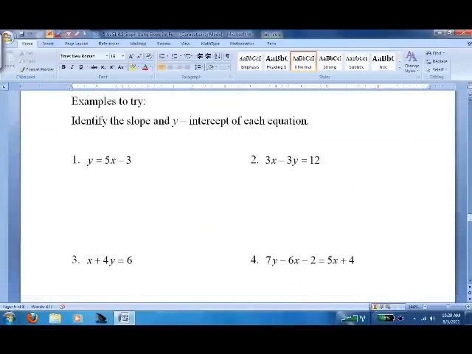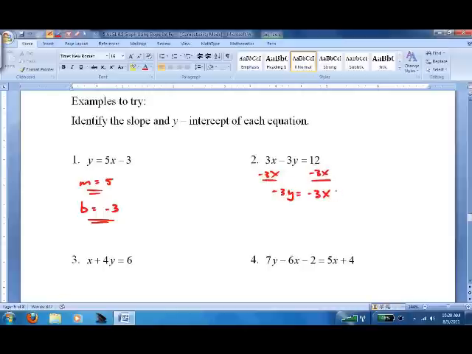Now, a little bit of practice, since this is such an important concept. Identify the slope and y-intercept of each equation. Notice we did not ask you to graph. This one's easy. M equals 5, b equals -3. This one we have to manipulate. Move the 3x over. Divide everything by -3. Notice how nice everything's working out. It won't always. Y equals 1x plus -4. M equals 1. B equals -4.